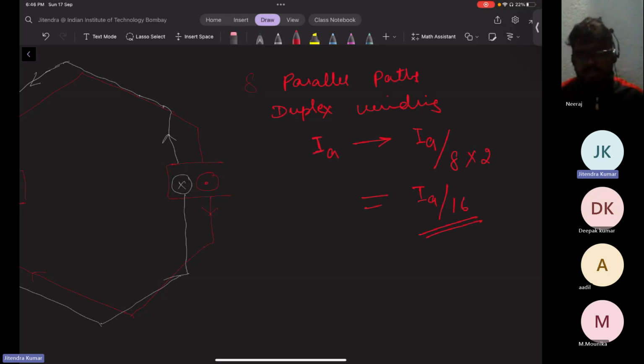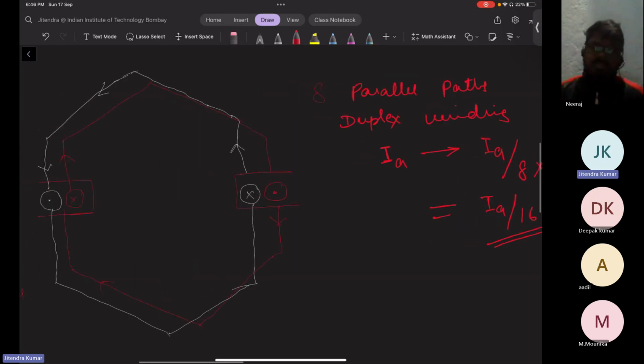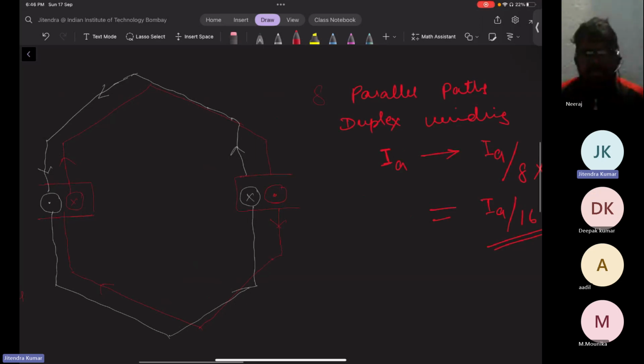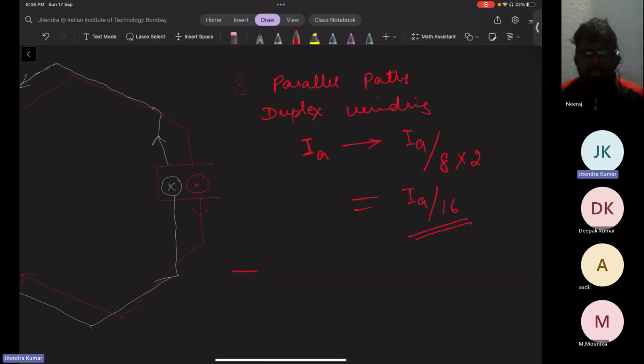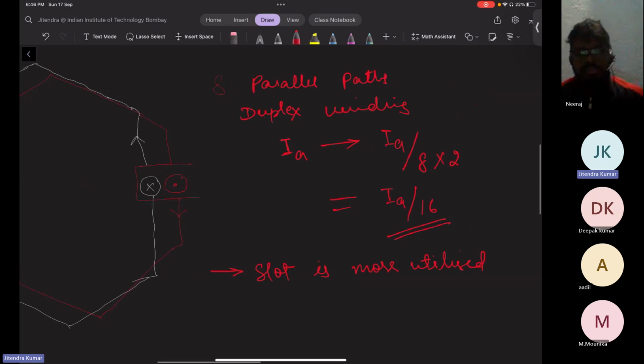Now you are reducing the loading of current from each coil, but that is leading to an increment in the slot current density. So the slot is more utilized. In slot, current is increased. Let me conclude here: the slot is more utilized. This is the advantage. But slot current density will increase.